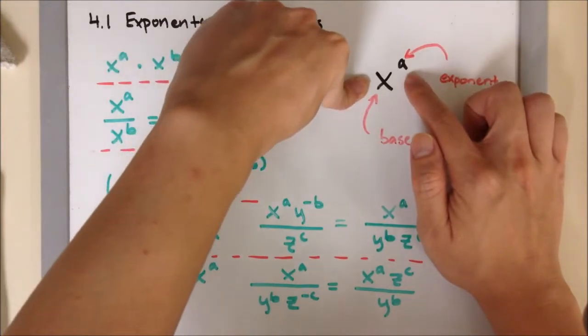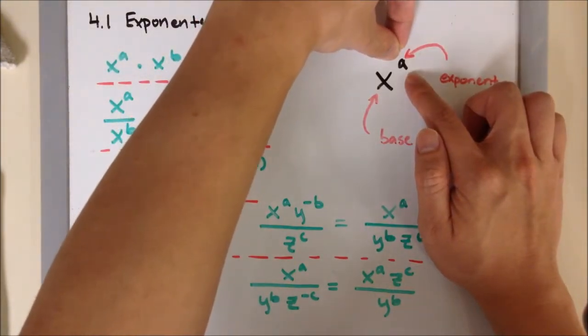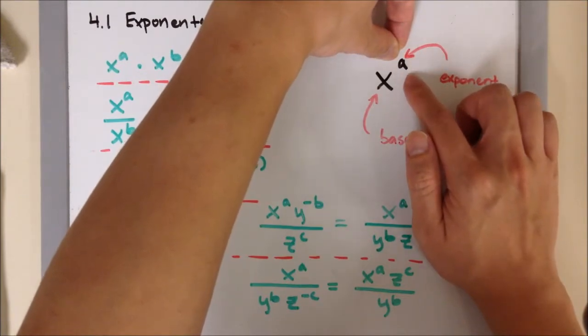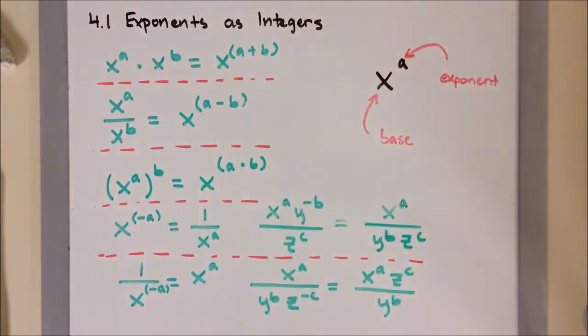And then here is a, which represents any given number or any given variable that's located at the top right, and it is called an exponent. So be mindful of when I'm referring to bases or exponents.